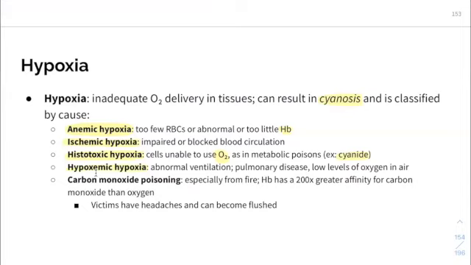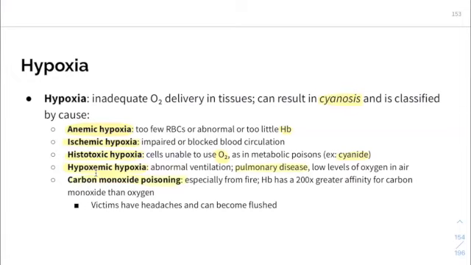Hypoxemic hypoxia. They're not breathing correctly. There's something abnormal about their breathing. So it's some kind of pulmonary disease. So they're not getting enough oxygen in their system.